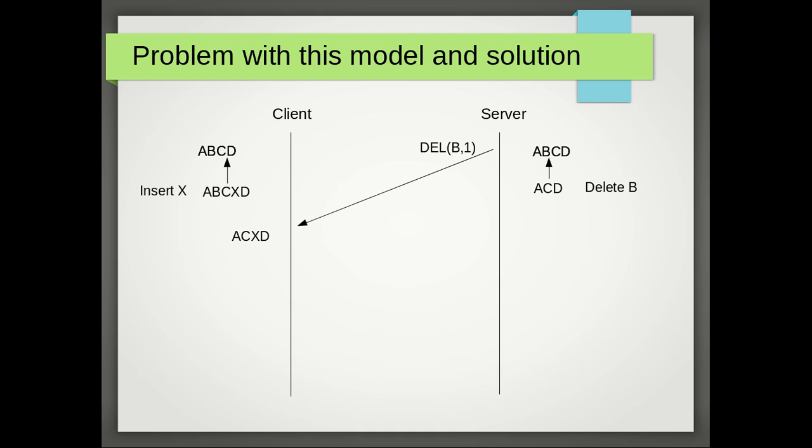But if you consider what operation the client will send, it would basically be insert X after 3. So if the server uses that command directly, it will come up with ACDX, which is a complete mismatch. So we require some kind of pre-refinement in those operations such that both the copies should be the same.